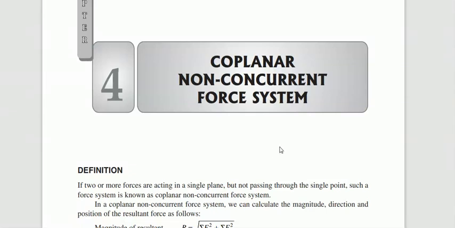Okay, so welcome back to this session. We are going to discuss in this session the coplanar non-concurrent force system.